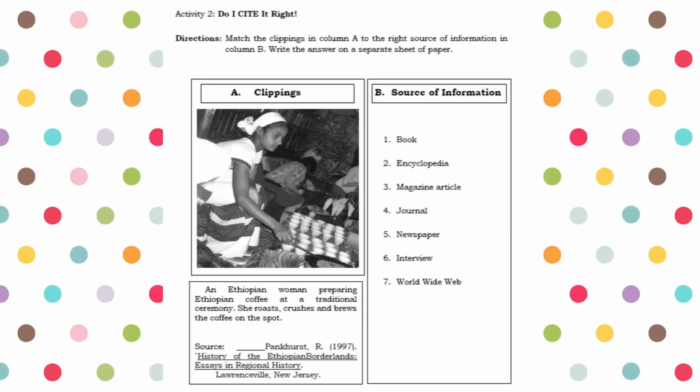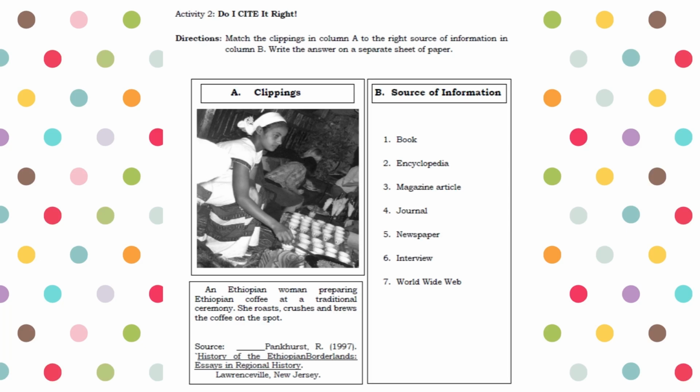Activity 2. Do I cite it right? Direction: match the clippings in column A to the right source of information in column B. Write the answer on a separate sheet of paper. The choices are found in letter B, source of information. You just have to write the number.